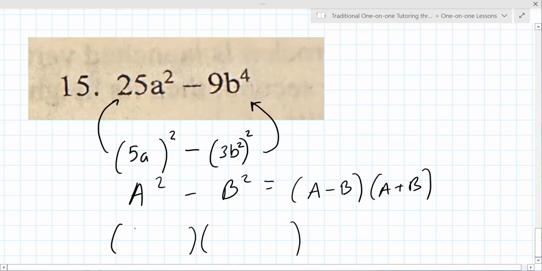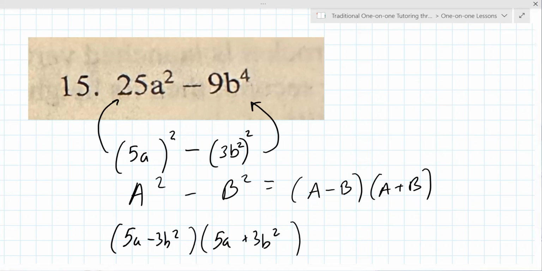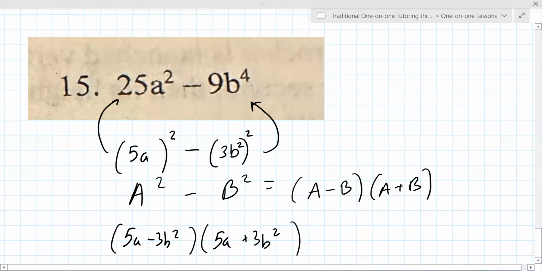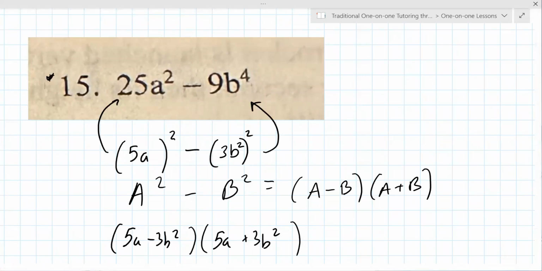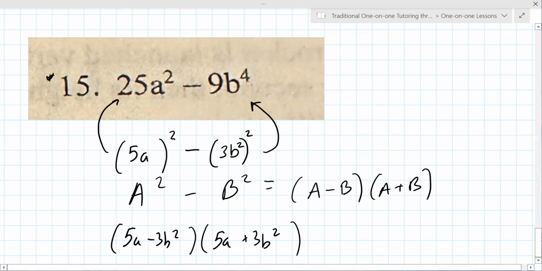So 5a minus 3b squared times 5a plus 3b squared. Yes. Now, do you normally have enough time on the test to check your answers, or is it pretty rushed? It depends on how big the test is and how well I understand the material. Okay. So, you know, you can FOIL these to check. Yeah, but I would not do that until you've gone through the entire test. I would only tell you to mark the ones that you're uncertain about, as a starting point.